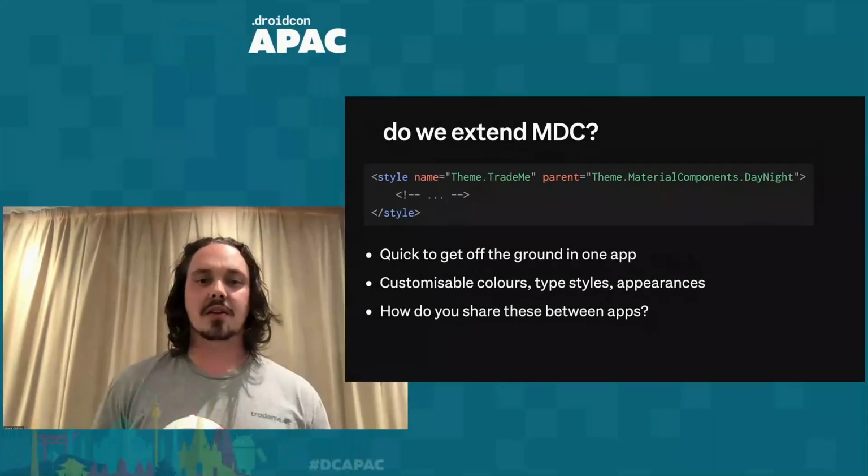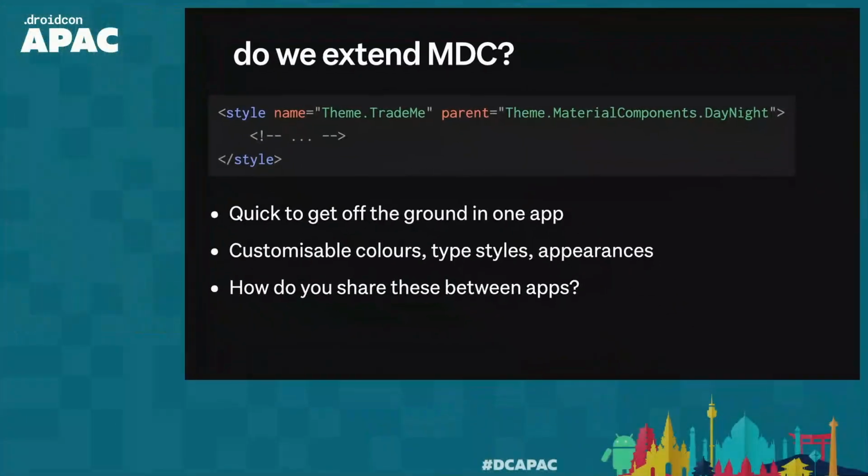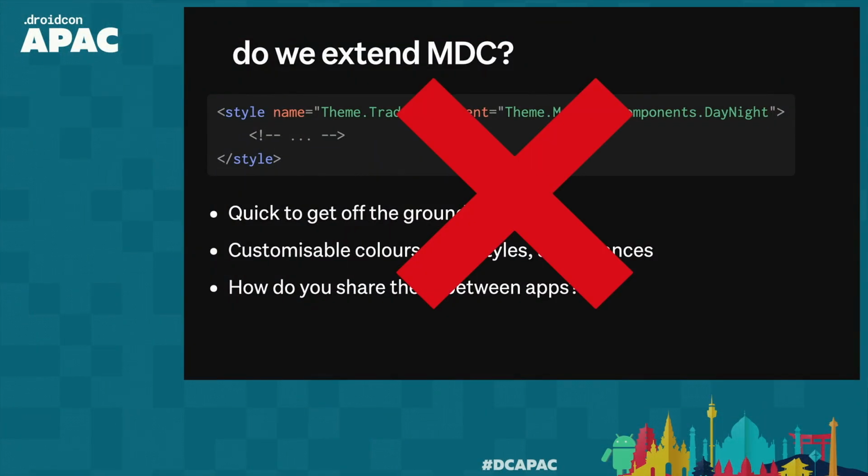The real problem here, though, is how do you share this between your apps, right? The only way to really do it, if you think about it, is copy and pasting all those style definitions that you had before, and that's not really a very extensible or maintainable way of doing things. So we couldn't use this approach.